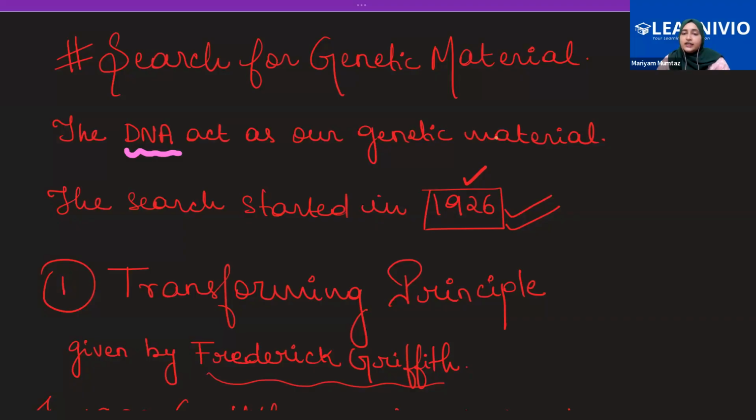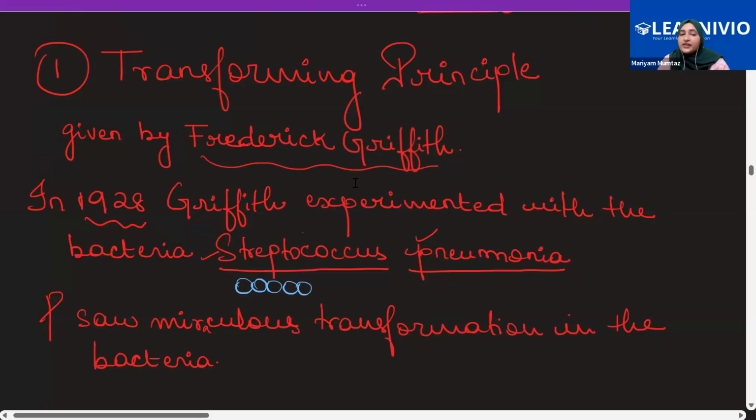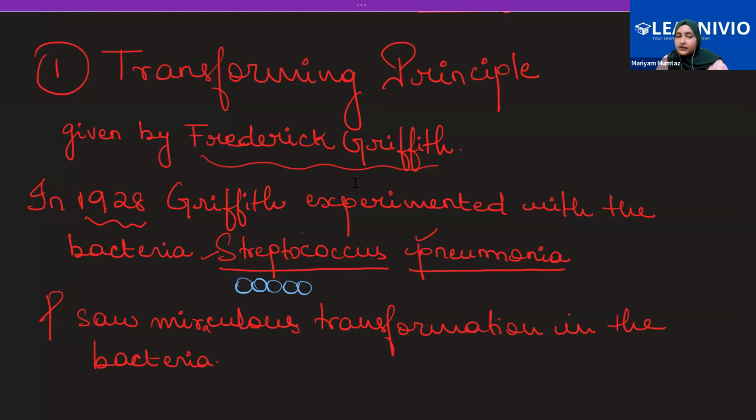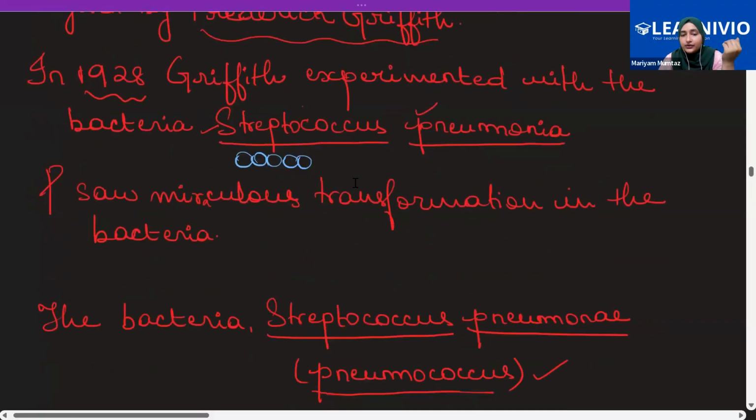Now, let us move forward and talk about the different searches. The search began in the year 1926, and the first experiment that was done was the transforming principle. This experiment was performed by Frederick Griffith. In the year 1928, he started to work with Streptococcus pneumoniae, a bacteria that causes pneumonia. He saw how this bacterium changed, or what kind of transformation he observed.